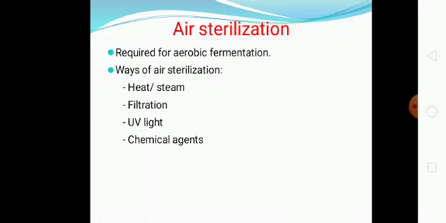First is heat or steam sterilization. Next is filtration using various filters, millipore filters or some other filters. You can filter the air and supply it. UV light is also very good in sterilizing the air. And next is chemical agents. Out of these four, the most adopted are the first two techniques, that is steam sterilization and filter sterilization, which are most preferred for air sterilization.